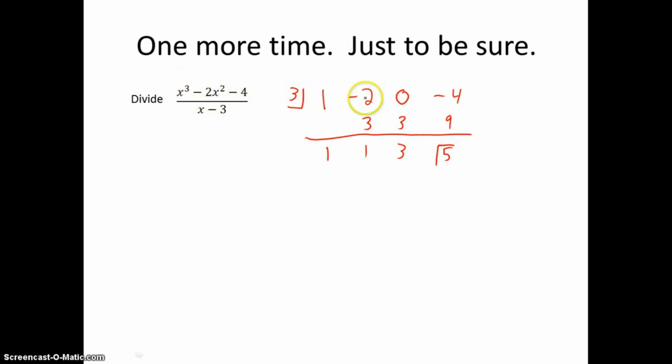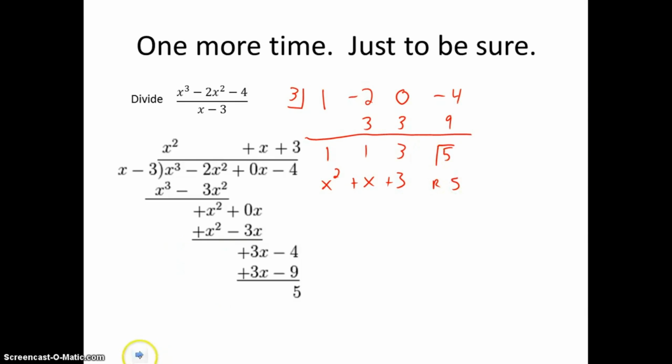So the answer to this problem is 1x squared plus 1x plus 3, and the remainder is 5. And let's see if that's what they came up with as well. They have their 0x here. Now this is the long division way of doing it. A little bit longer process, but they get the same thing. They get x squared plus x plus 3, which is what we got, with a remainder of 5. I just love synthetic division. It's such a nice, clean way of doing things, and the math is really cool how it works out.